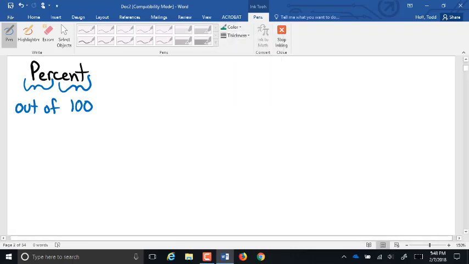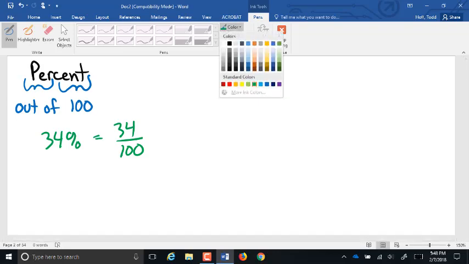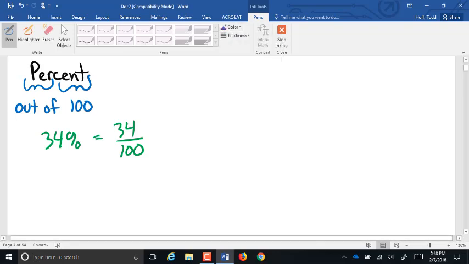So if I have 34%, that literally means 34 out of 100. In fact, it is that simple to turn a percent into a fraction. A percent is a shorthand way of writing, it's technically called a ratio, but it's a shorthand way of writing a fraction. We just leave that denominator of 100 off. Now, of course, if we were turning that into a fraction, we wouldn't leave it as 34 over 100 because both of those can be divided by 2. That would reduce to 17 over 50. And it's that simple to turn them into a fraction.